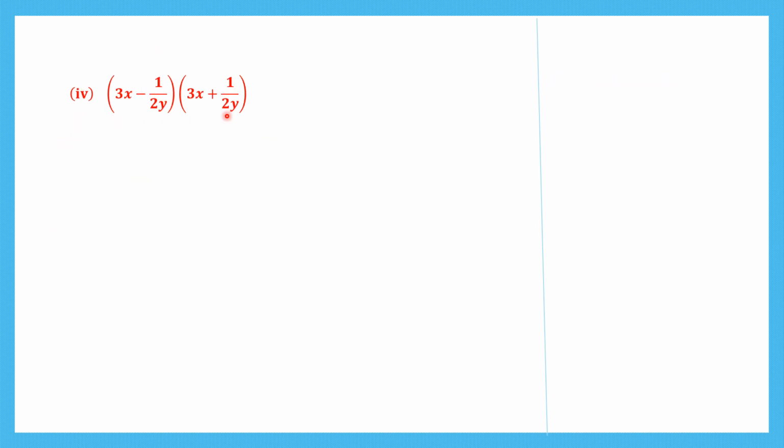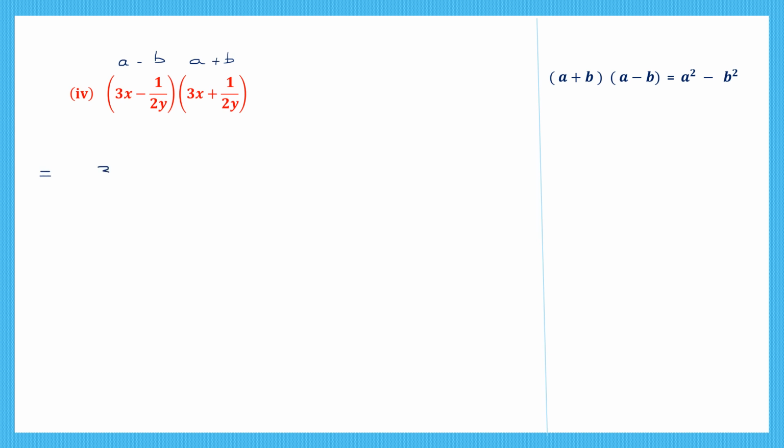Question 4. Now what can we apply here? Can we apply a formula? Now let's look. 3x it's the same. 1 by 2y, 1 by 2y is the same. 1 is plus, 1 is minus. That means we can apply this formula: (a plus b) into (a minus b) equals a square minus b square. So this is going to be a minus b, and this will be a plus b. The answer is a square minus b square.